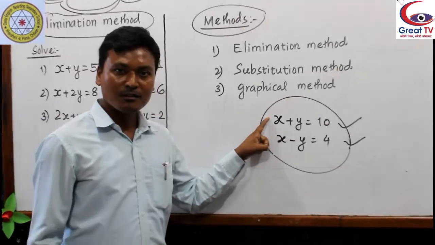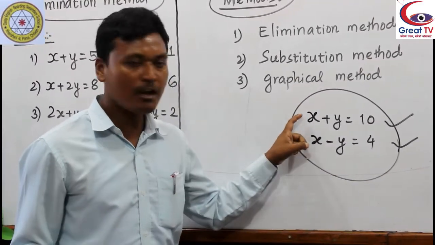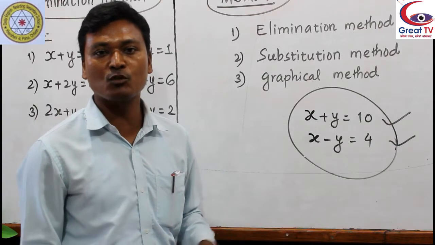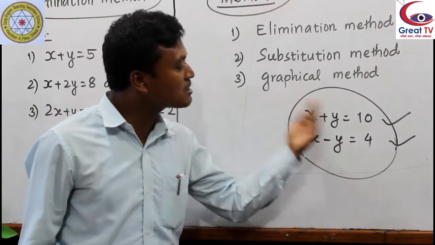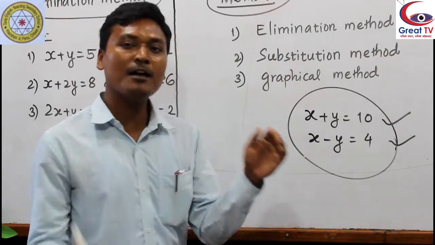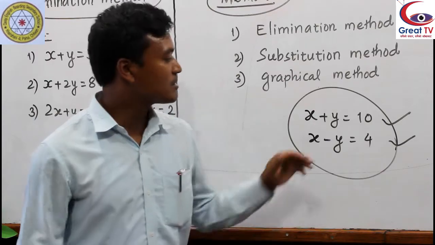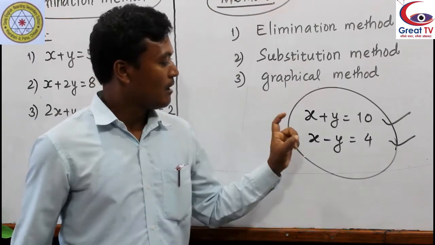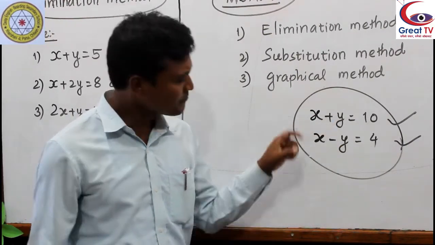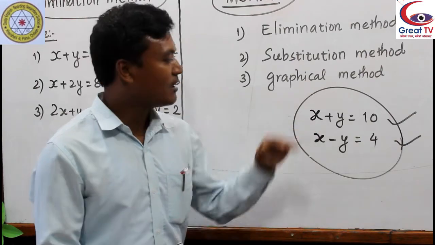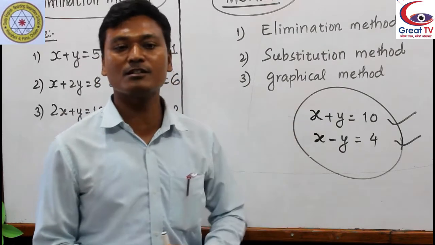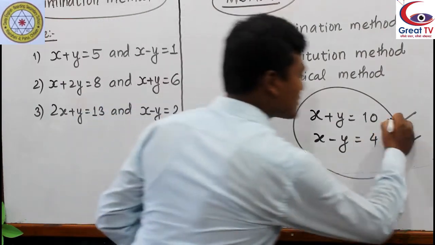I repeat, two linear equations having two variables, if they have the same values of x and y. It means if the same values of x and y satisfy both equations, then they are simultaneous equations. But I am defining only two simultaneous equations. There may be three simultaneous equations, no problem. But two linear equations containing two variables, if both values of variables can simultaneously satisfy both equations, they are simultaneous equations.